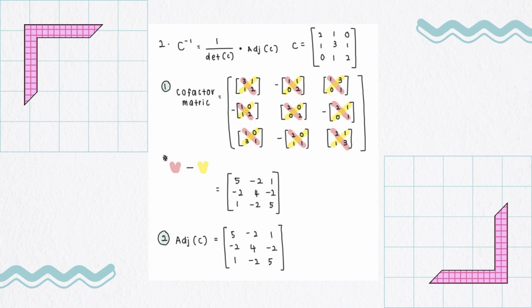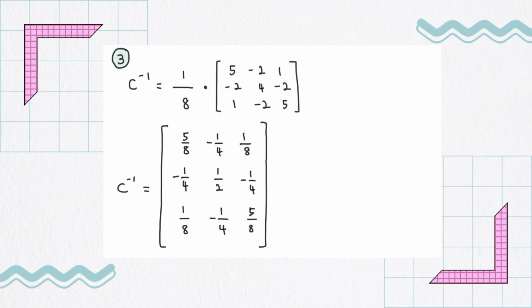The element doesn't change at all. So that's all. After finding the determinant and the adjoint of C, we can already find the inverse of matrix C. We just put the values that we get into the formula that we have written before.